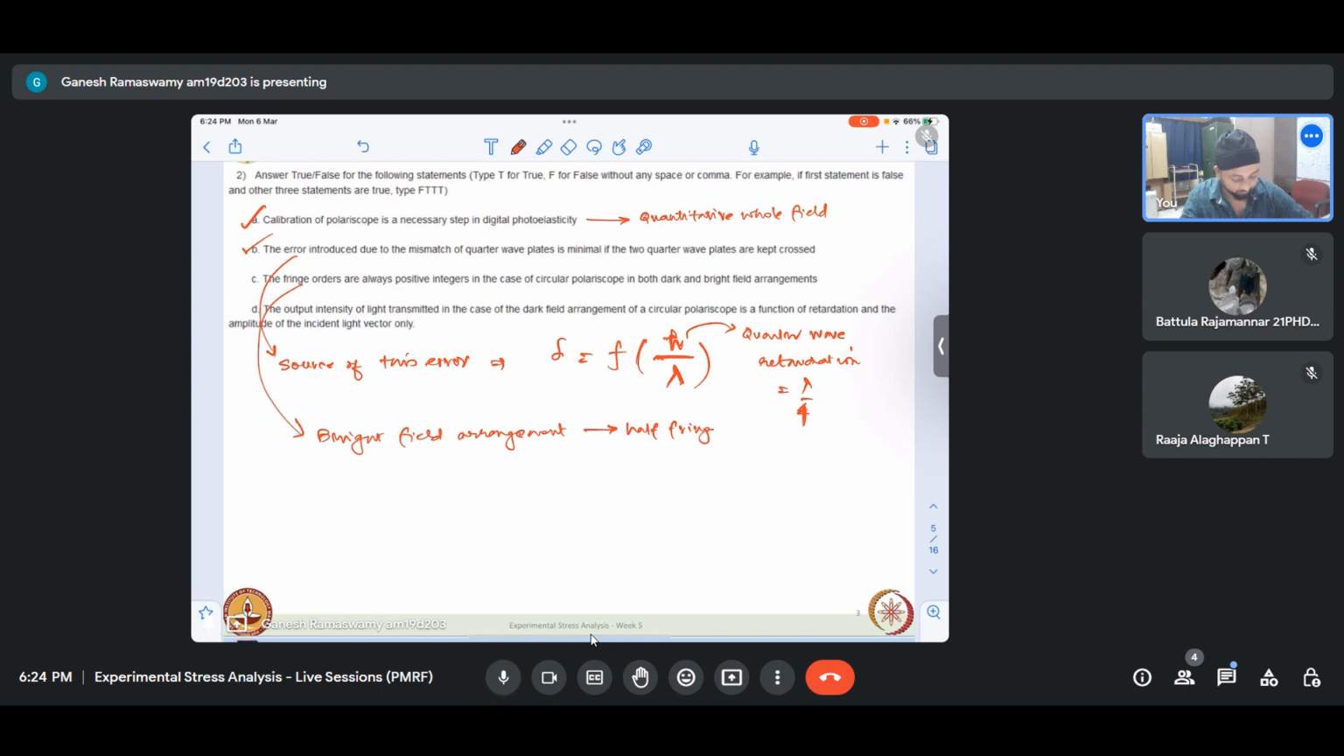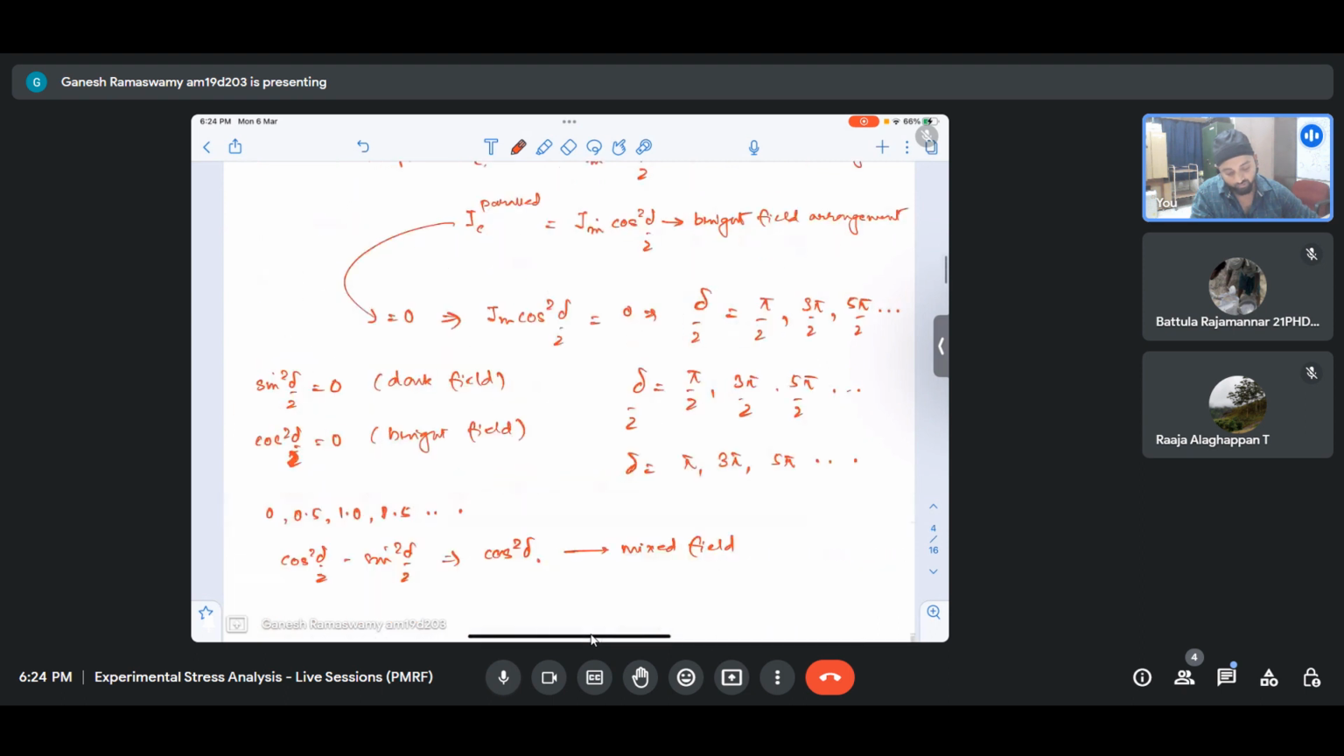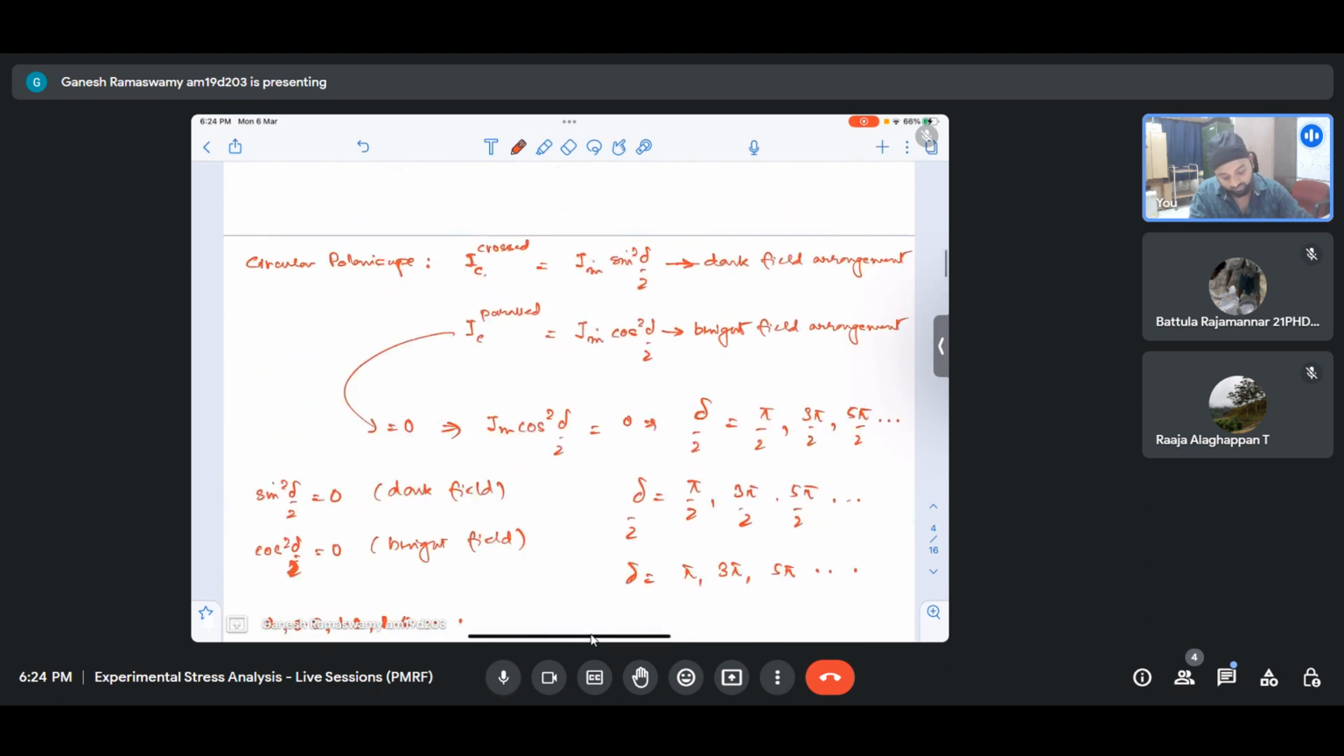The output light intensity transmitted in the case of a dark field arrangement of a circular polariscope is a function of retardation and the amplitude of the intensity of the incident light vector. So we saw here that in case of our dark field arrangement, our output light intensity is a function of input light and sine square delta by 2, which is nothing but our retardation. So definitely this is true.